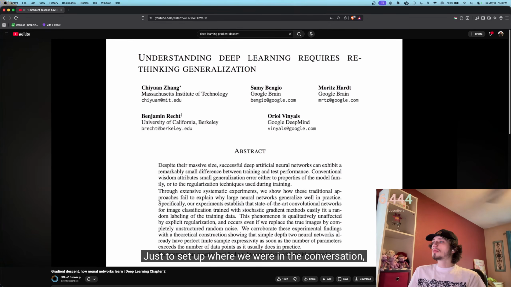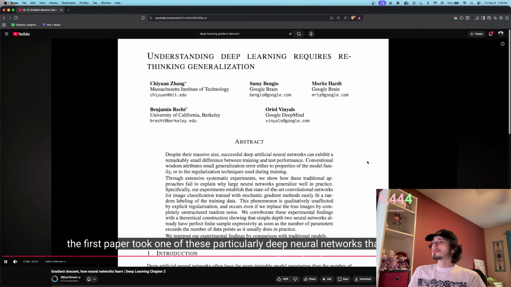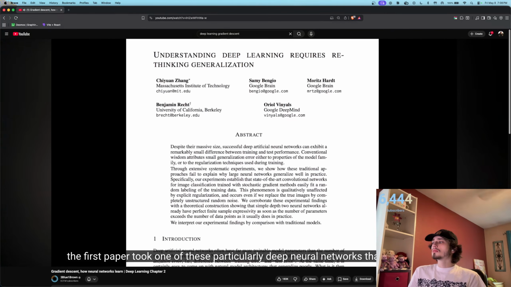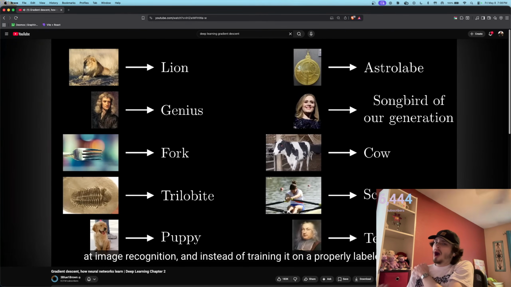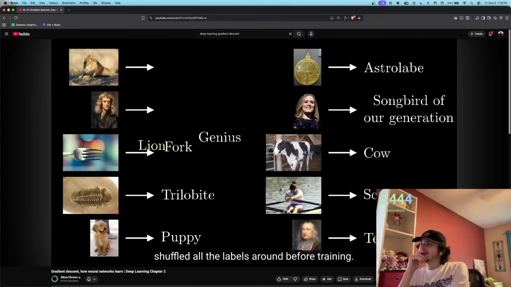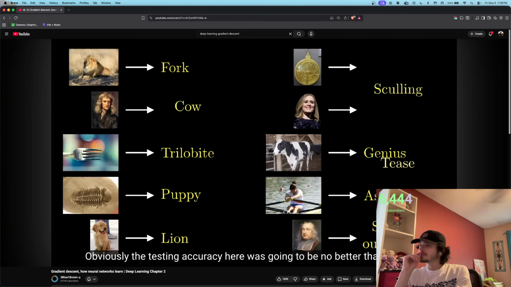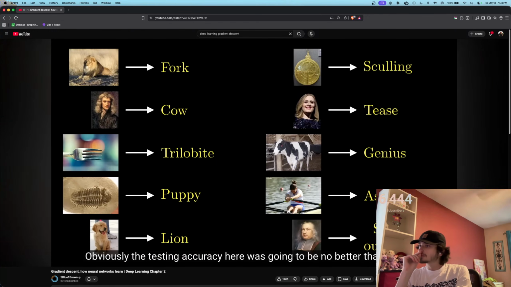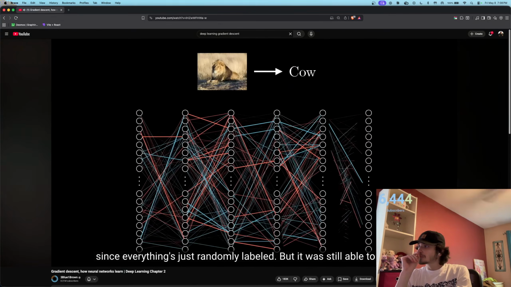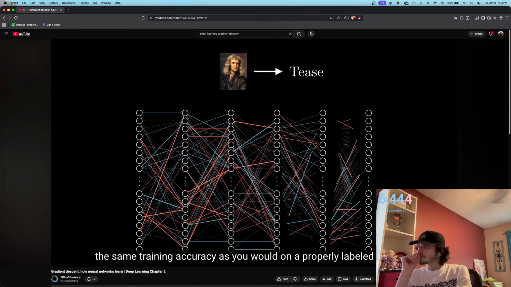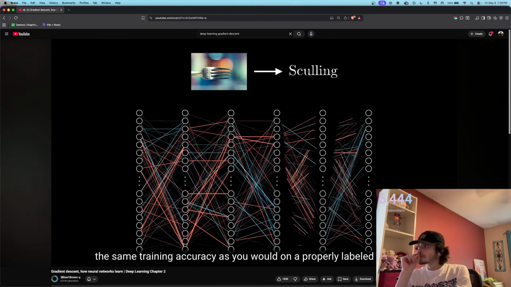Just to set up where we were in the conversation, the first paper took one of these particularly deep neural networks that's really good at image recognition, and instead of training it on a properly labeled dataset, it shuffled all of the labels around before training. Obviously, the testing accuracy here was going to be no better than random, since everything's just randomly labeled. But it was still able to achieve the same training accuracy as you would on a properly labeled dataset.